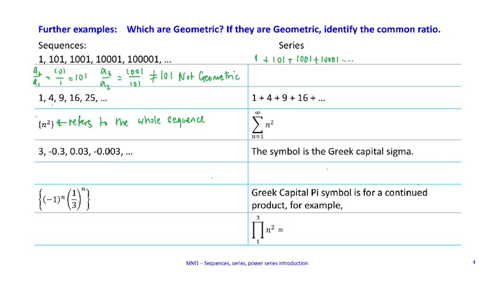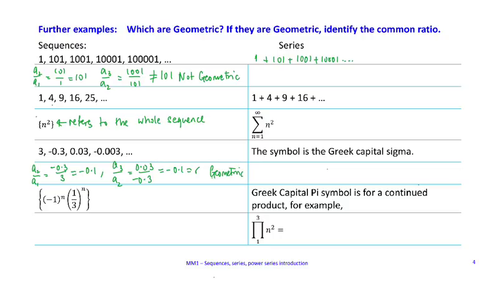So 1 plus 4 plus 9 plus 16, etc. is the series for this one. Then we have here, is this a geometric sequence? If we take term 2 divided by term 1, that gives us minus 0.1. And if we take term 3 divided by term 2, guess what? Therefore, this one is in fact geometric.